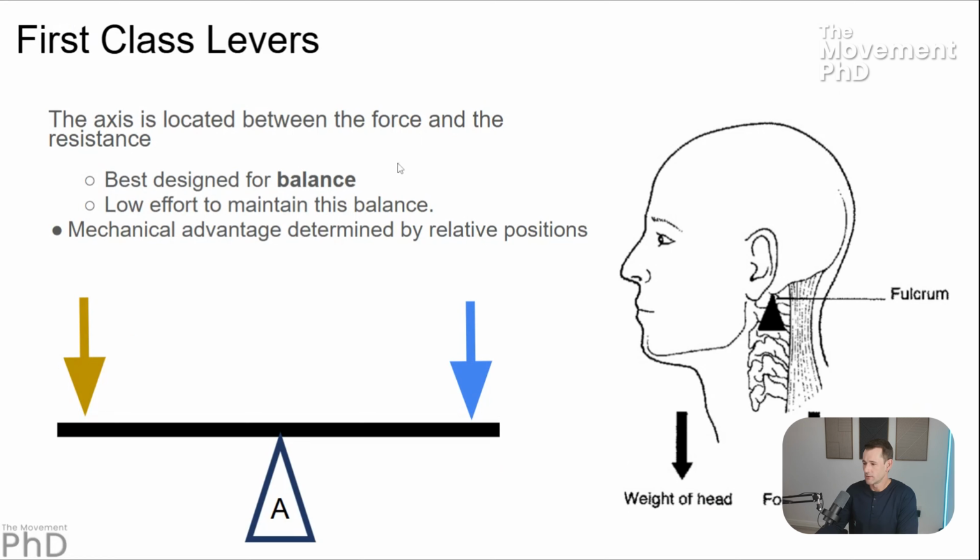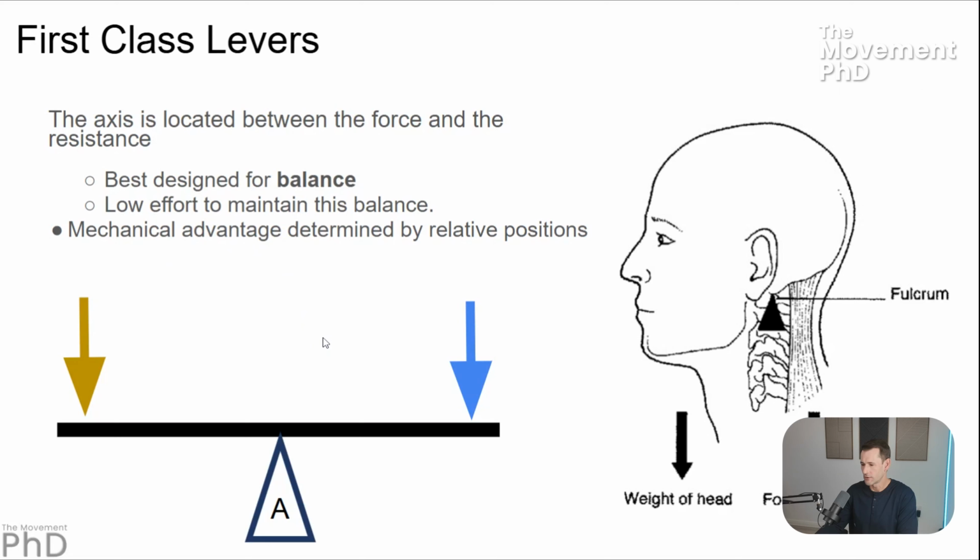First class levers. This is where the axis is located, or the fulcrum, between the force and the resistance. This system is designed for balance because it requires low effort to maintain that stability. In this case, the mechanical advantage can be exactly 1, but could be greater or less than 1 depending on where the two forces are applied.